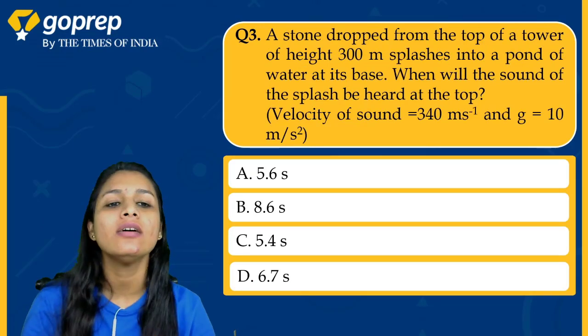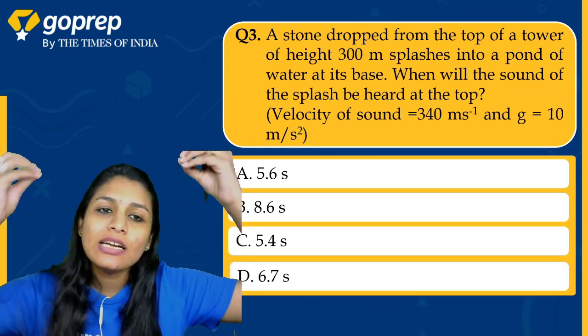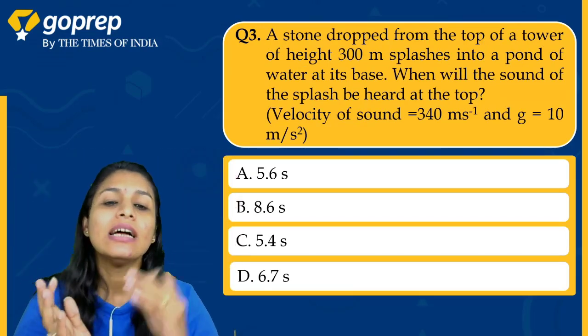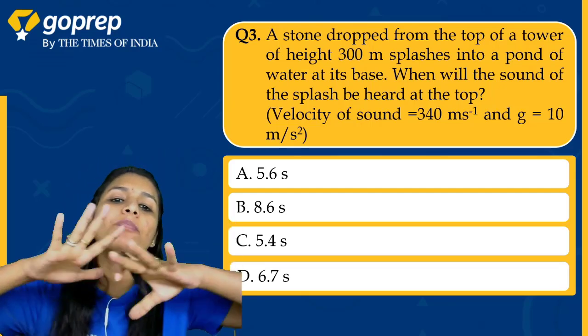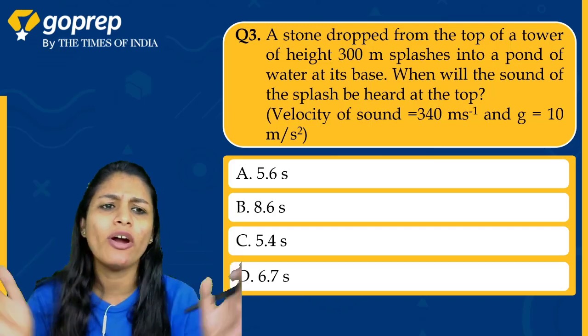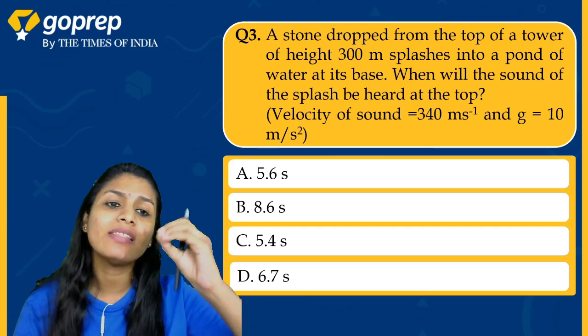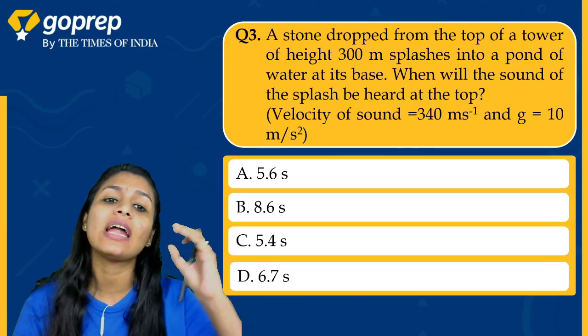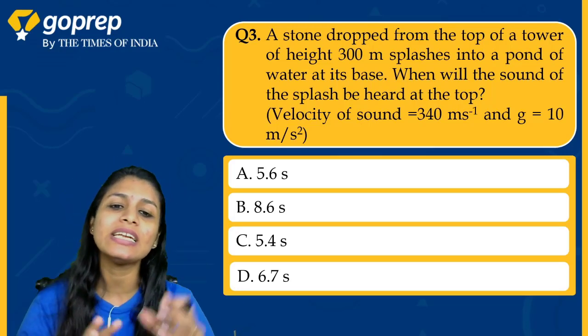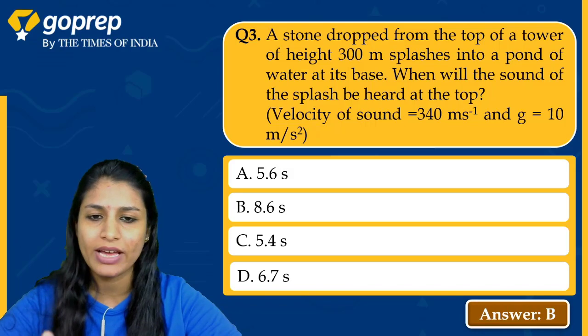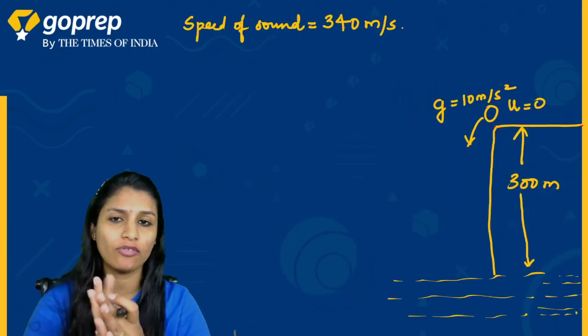एक स्टोन है, उसको हमने एक टावर से ड्रॉप कर दिया. ठीक है? टावर की हाइट कितनी है? 300 मीटर है. स्प्लैशेस इनटू द पानी है नीचे, पॉन्ड बना हुआ, उसमें गिर जाता है. When the sound of splash be heard at the top. अच्छा, वेलोसिटी ऑफ साउंड दी है 340 मीटर पर सेकेंड, जी की वैल्यू दी है 10 मीटर पर सेकेंड स्क्वायर. आंसर इज बी. देखते हैं कैसे सॉल्व करना है.